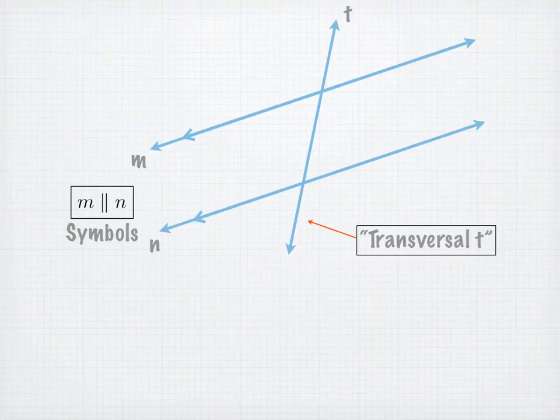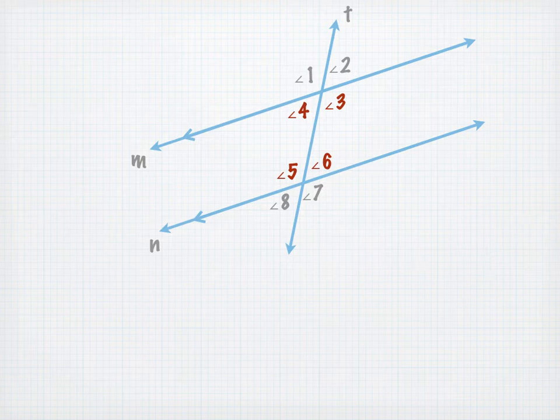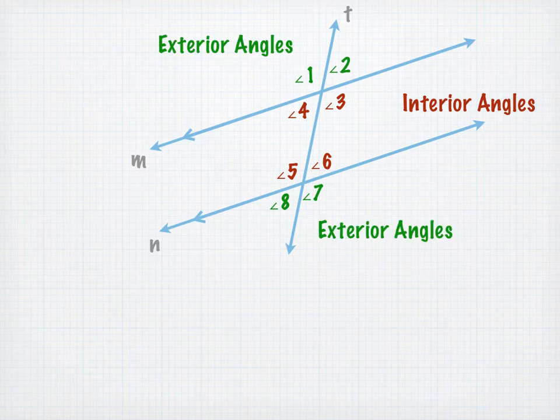So with these two parallel lines cut by a transversal, we create 8 different angles. And I'd like you to name them. These angles, 3, 4, 5, and 6, are called interior angles because they're on the inside of the two lines M and N. The other angles, 1, 2, 8, and 7, are called exterior angles.